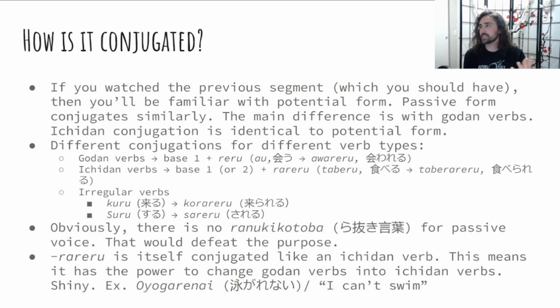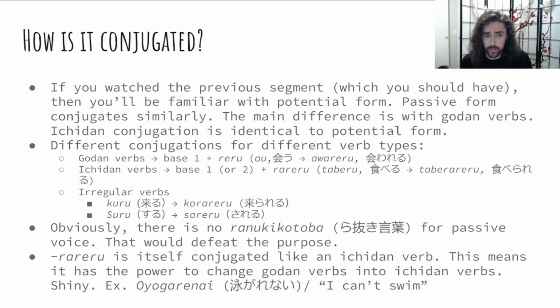So if you watched the previous segment, whether you're here on YouTube or wherever, then you should be familiar with potential form. And we've talked about how passive form conjugates similarly. So you do the rareru, right? That's the whole purpose of the ra nuki kotoba, where they were removing the ra from potential form to make it just reru, because passive voice uses rareru. And there is no ra nuki kotoba in passive voice, obviously. It's just rareru. However, that's mostly for ichidan verbs.